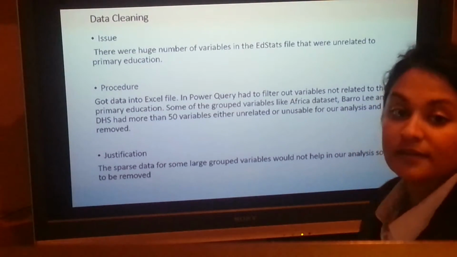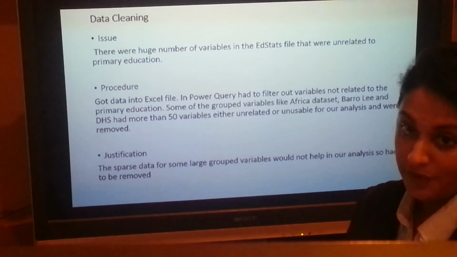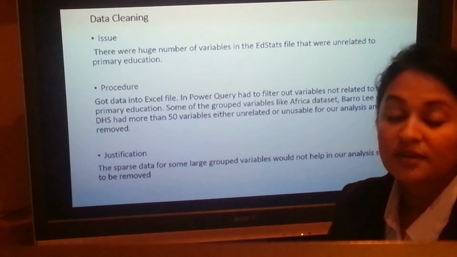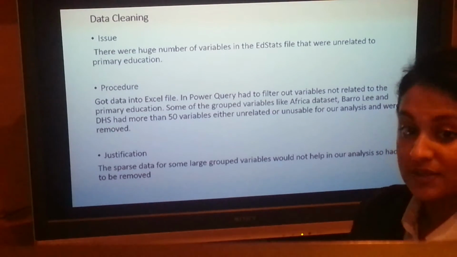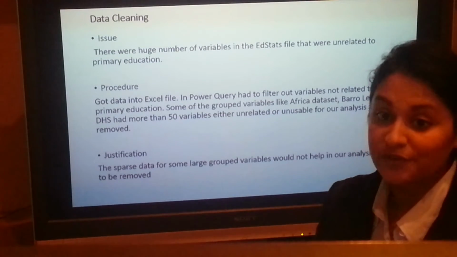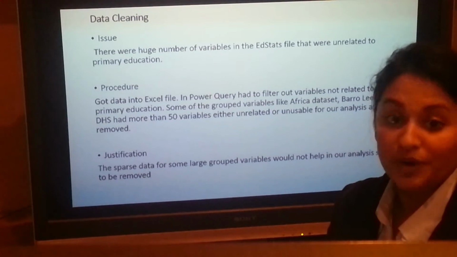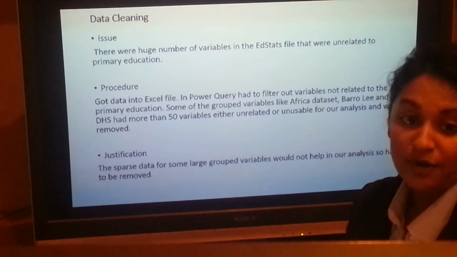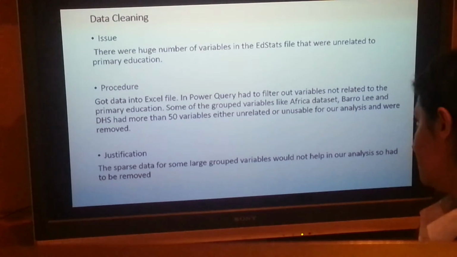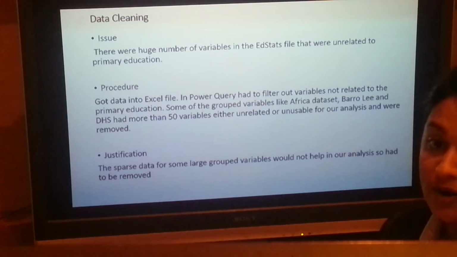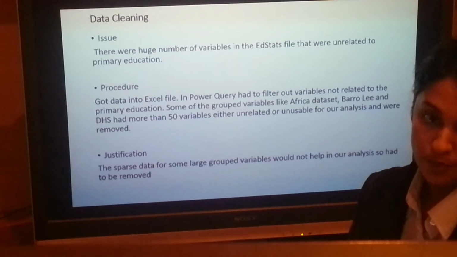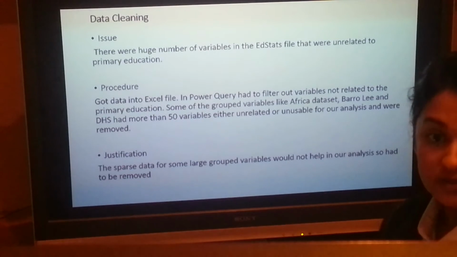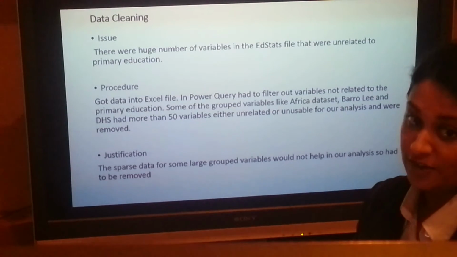Next step is the data cleaning. The issue was there were a huge number of variables in the EdStats file that were unrelated to primary education. So the procedure: we got the data into an Excel file. In Power Query, we had to filter out the variables not related to primary education. Some of the grouped variables like Africa dataset, Paroli, and DHS had more than 50 variables that were unrelated or unusable for our analysis, and so were removed. Justification: the sparse data for some large group variables would not help in our analysis, so they had to be removed.